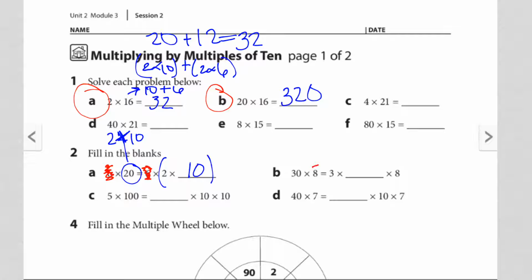Same thing goes on B. I could cross off the 8s since there's an 8 on both sides. And now I'm really saying 30 equals 3 times 10.